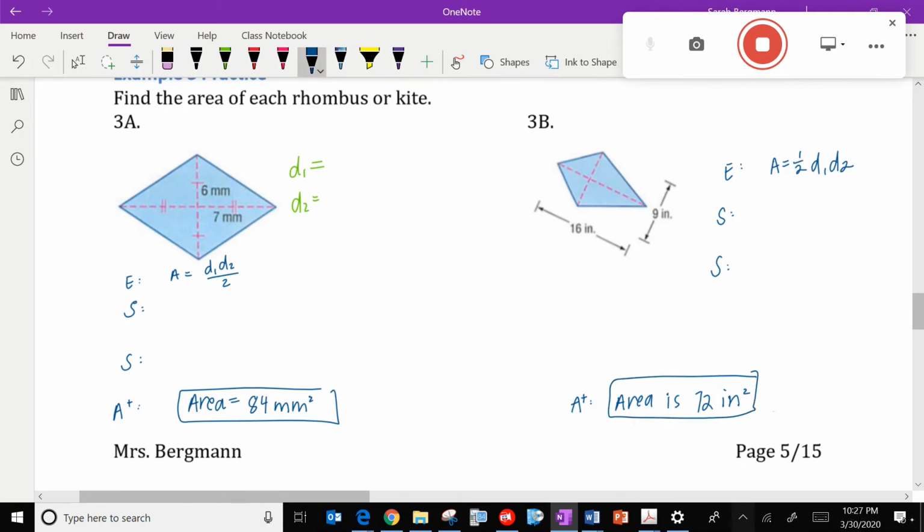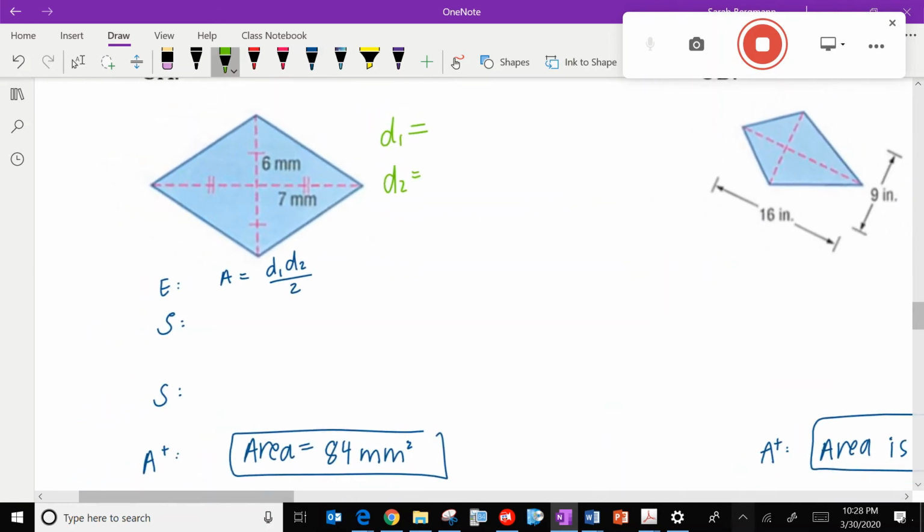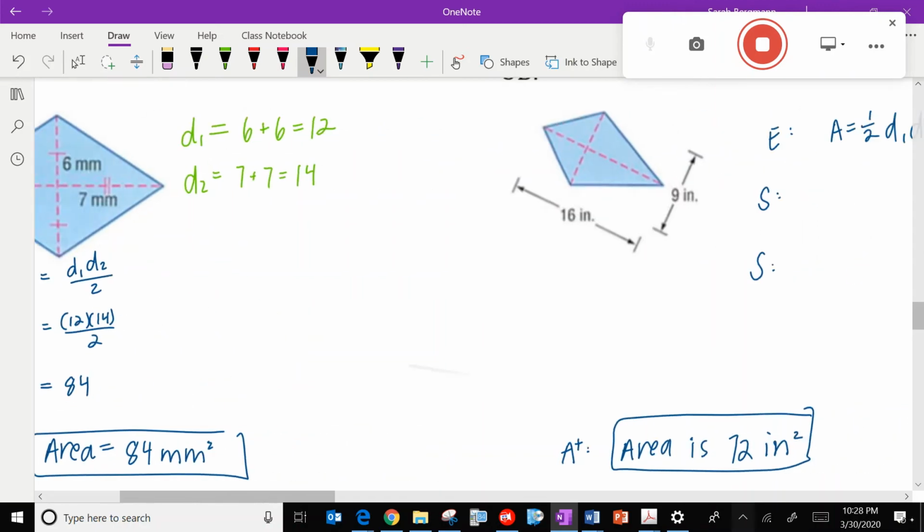For the first one, it's similar to the second problem that we just did together. We have to find the length of the diagonals first. So the first diagonal, we have 6 plus 6. So the first diagonal is 12. The second diagonal is 7 plus 7. So that's 14. So to substitute these in, we have 12 times 14 divided by 2. To solve, you multiply 12 times 14, then divide by 2. That should give you 84. And then you need to add your units onto the end.